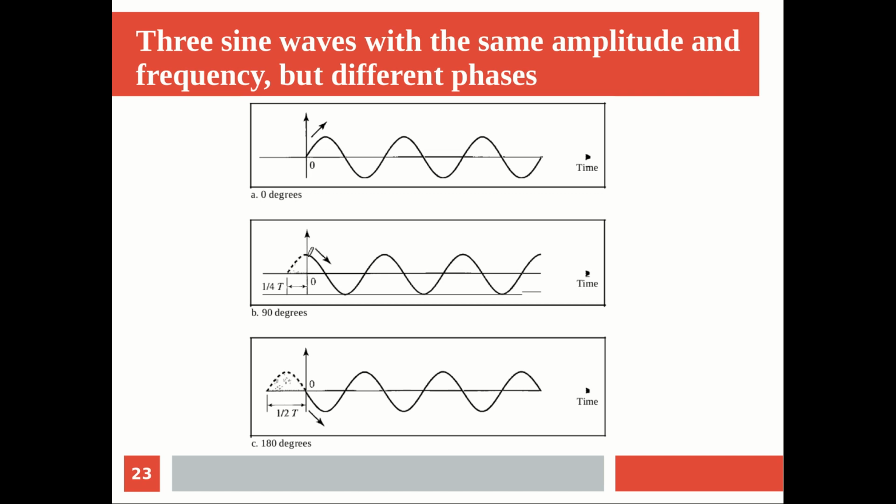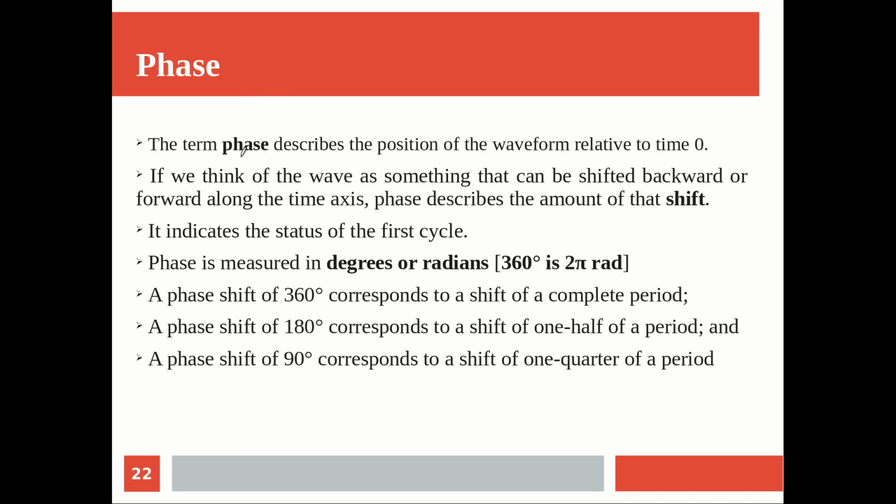This is how the waveform is beginning. Here it is beginning at 0, but it is going in a decreasing way. So, that is what is phase. If we think of the wave as something that can be shifted backward or forward along the time axis, phase describes the amount of that shift, how much the particular cycle of a signal is shifted. It indicates the status of the first cycle.